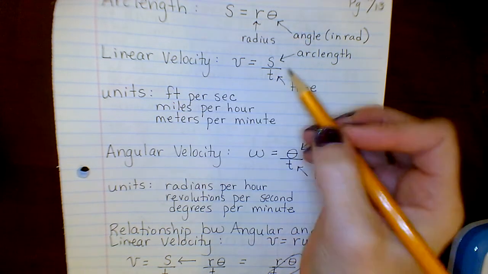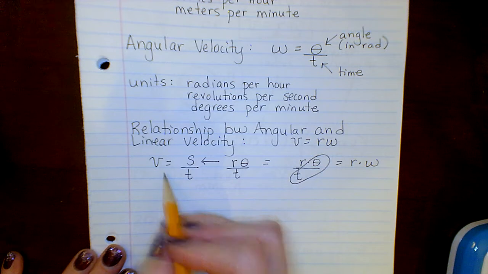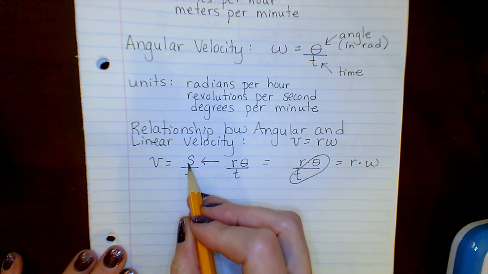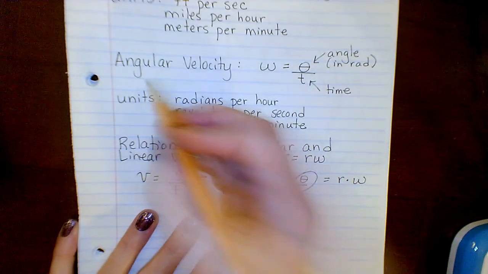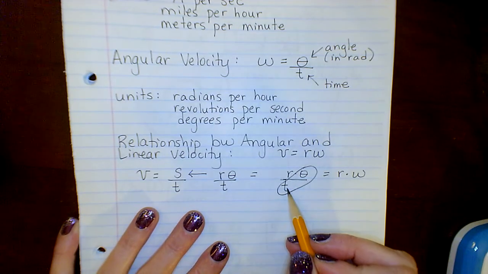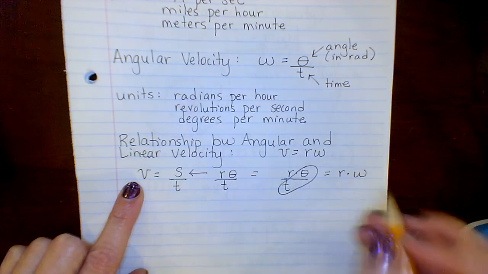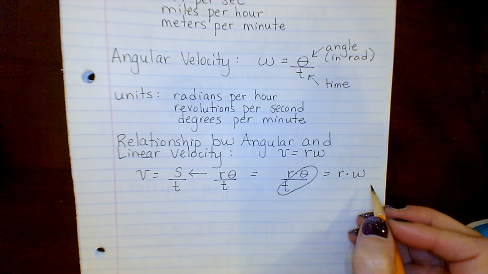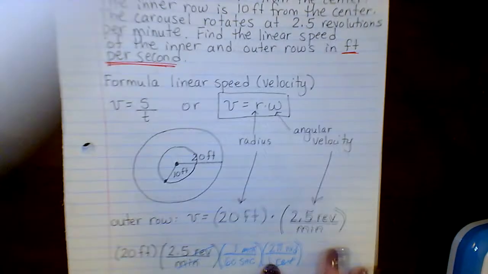There's a relationship between these two. So if you've got this linear velocity of s over t, and we know that arc length is r times theta, s is equal to r times theta, and we know that angular velocity is theta over t, we get the relationship that the linear velocity is r times the angular velocity. All these are on your formula sheet, so you don't have to memorize these. But I want you to see how these come about. I don't want you to think it's some kind of magic that's happening here.